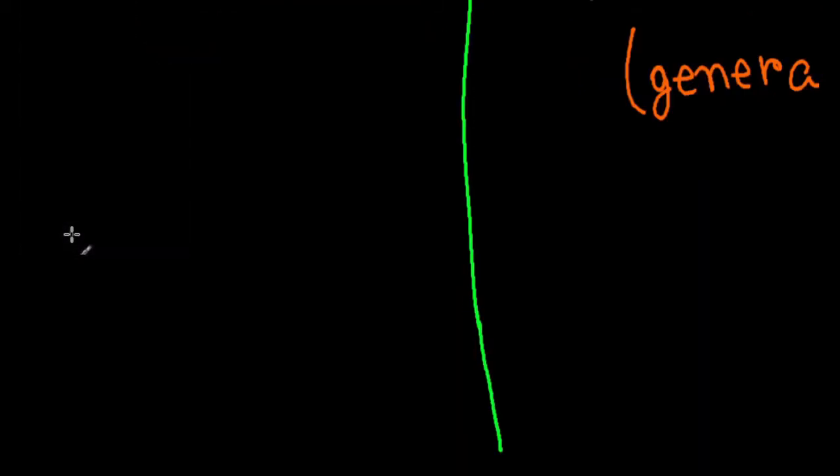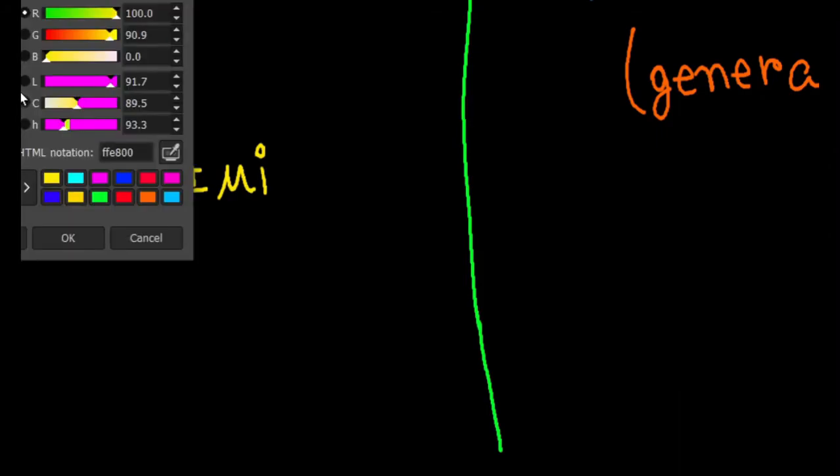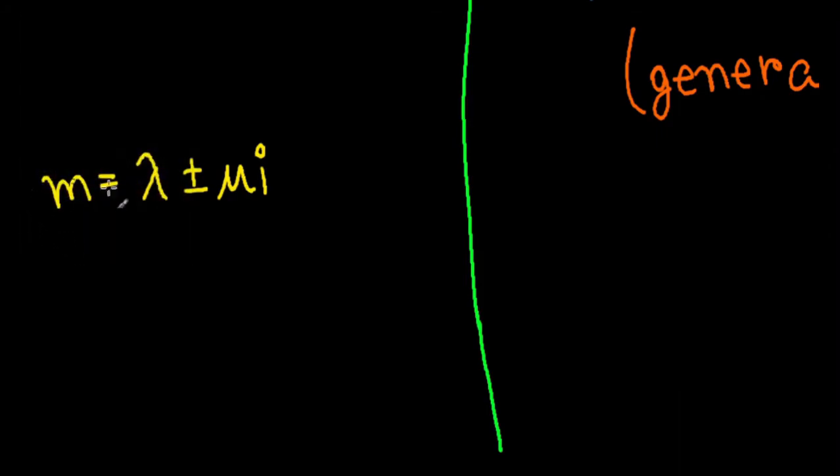Suppose the roots are m equals lambda plus or minus mu i. As I said, they come in pairs; both the conjugates are roots. So if m equals lambda plus or minus mu i, you have k pairs of them. Altogether, 2k roots. I'll also write that down: 2k roots.